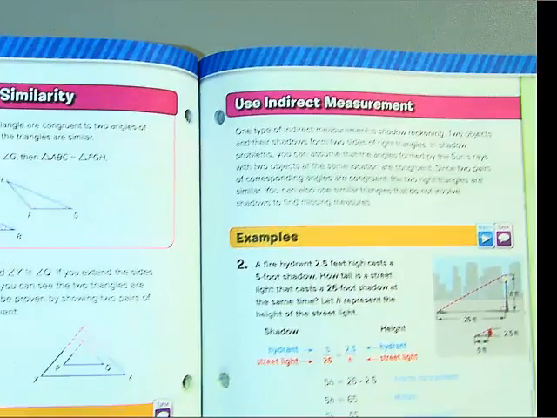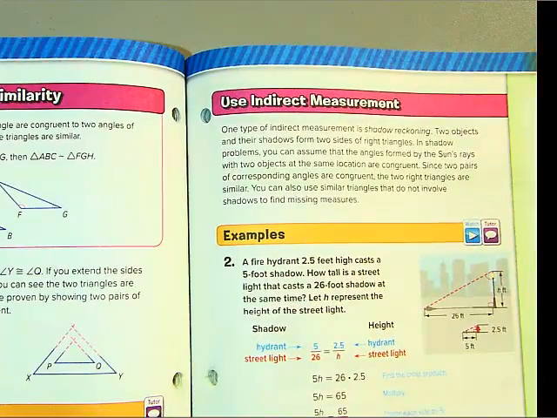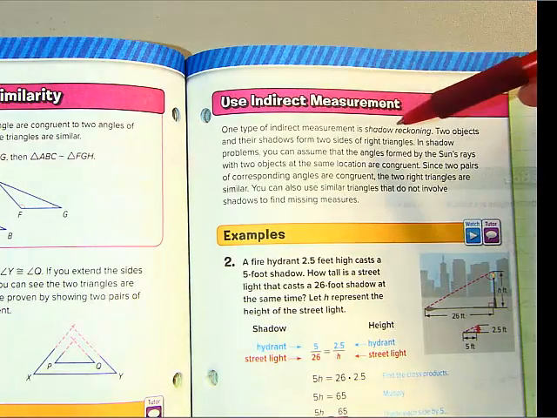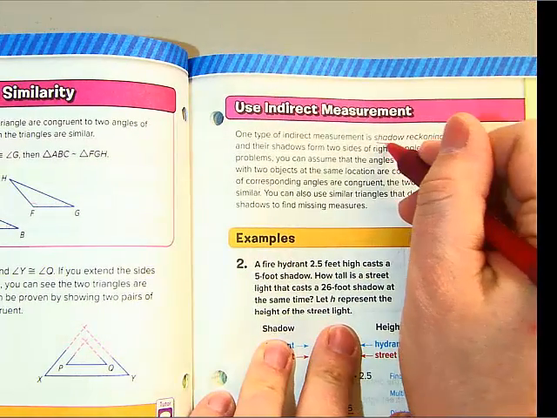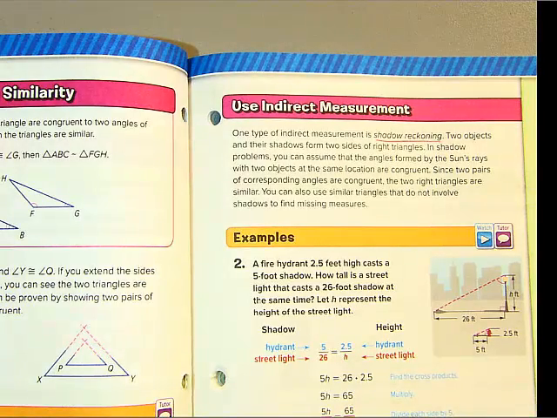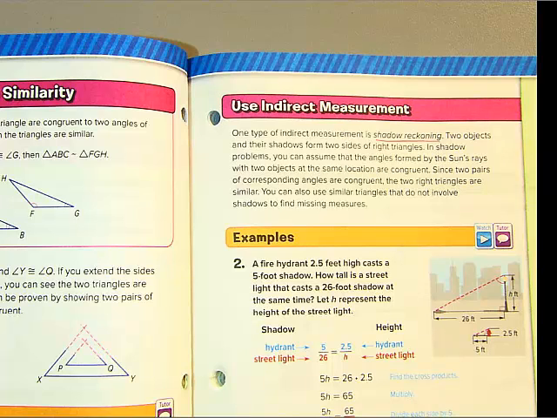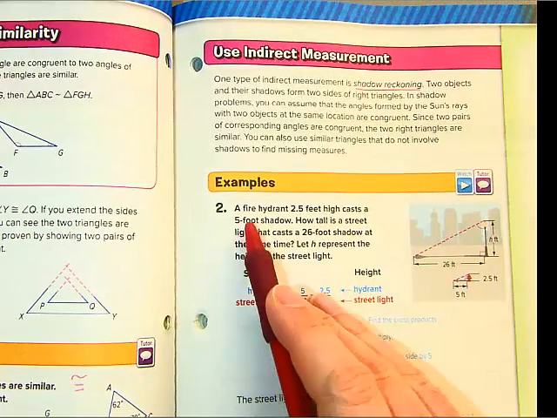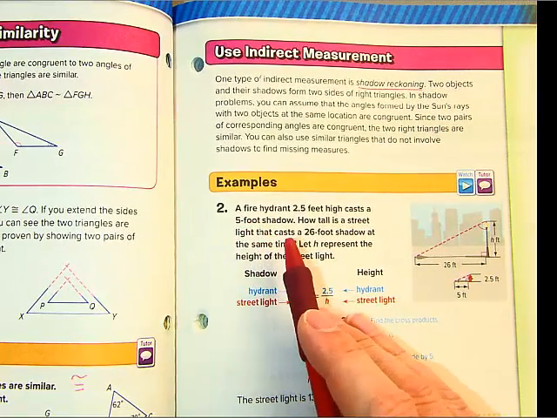Now, going back to the pyramid guy at the beginning, it says one type of indirect measurement is shadow reckoning. Underline shadow reckoning. That's basically where you use a shadow of two figures to then figure out the height of a difficult figure, okay? That's called shadow reckoning, where you use the shadow from two different things to help determine a height, okay? So for example here, it says a fire hydrant is 2.5 feet high, casts a shadow of 5 feet.